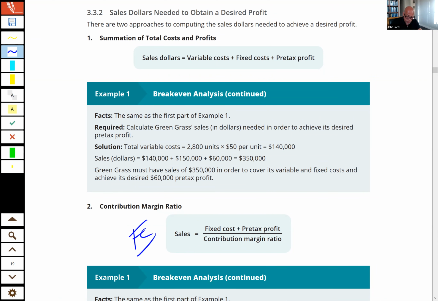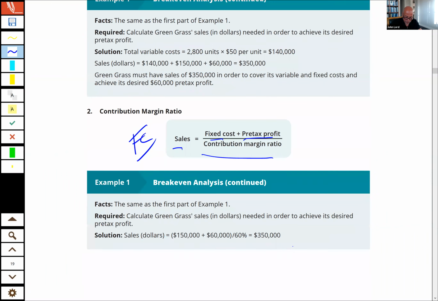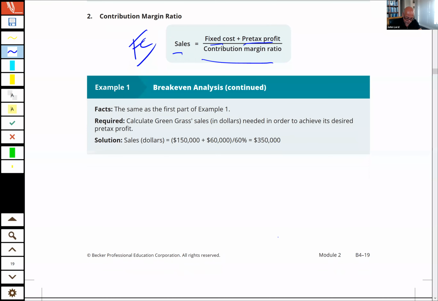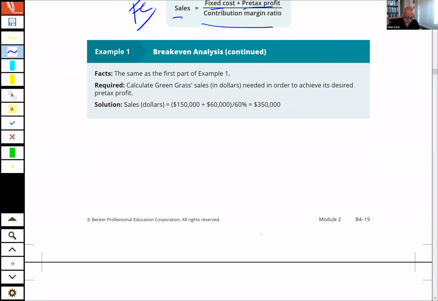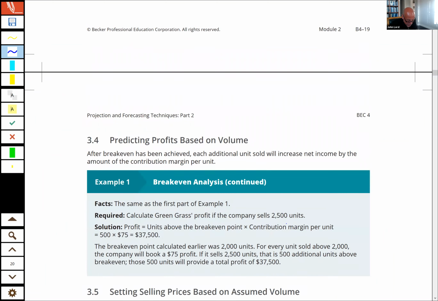You could automatically turn that into a dollar amount by doing what? By simply adding the profit to the fixed cost and now dividing by the contribution margin ratio. Just like we saw earlier, that's going to turn that number straight into dollars, right? Just like we saw for the break-even analysis, you can do the same thing. Just simply add the pre-tax profit to the numerator.